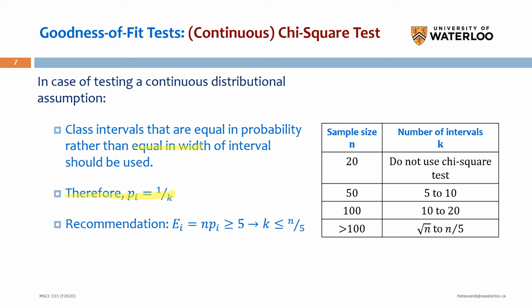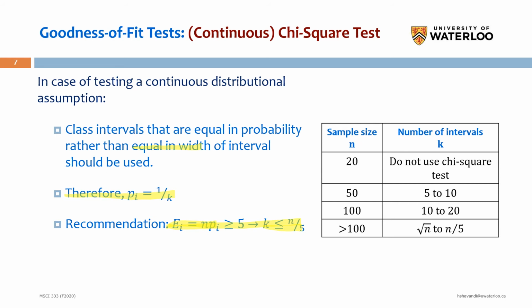Okay, then the recommendation for k comes from the assumption that we need to have E_i greater than or equal to 5, right? So by having this, we can say k should be less than or equal to n divided by 5, where n is the sample size here.